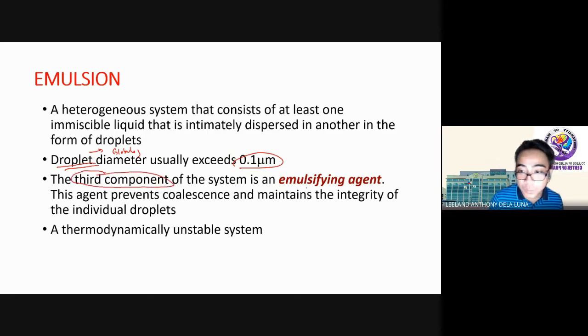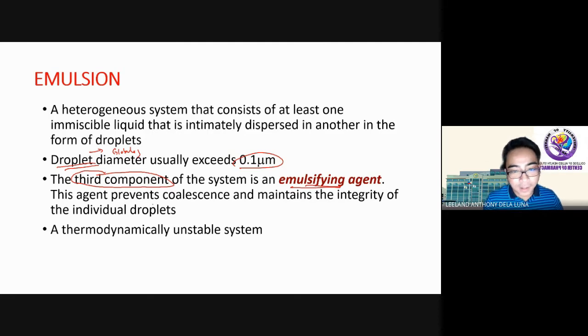Okay, may third agent tayo dyan, which is an emulsifying agent. An emulsifying agent class is again an amphiphile. Meaning, it's both water-soluble and lipid-soluble at the same time. So kaya pag nilagyan ko ng emulsifying agent, ang tubig at langis, ang tendency ngayon guys is pwede ko siyang ipagsama. Pwede siyang mag-mix together, because the emulsifying agent has both water-soluble and lipid-soluble properties. So ngayon napagsasama ko siya.